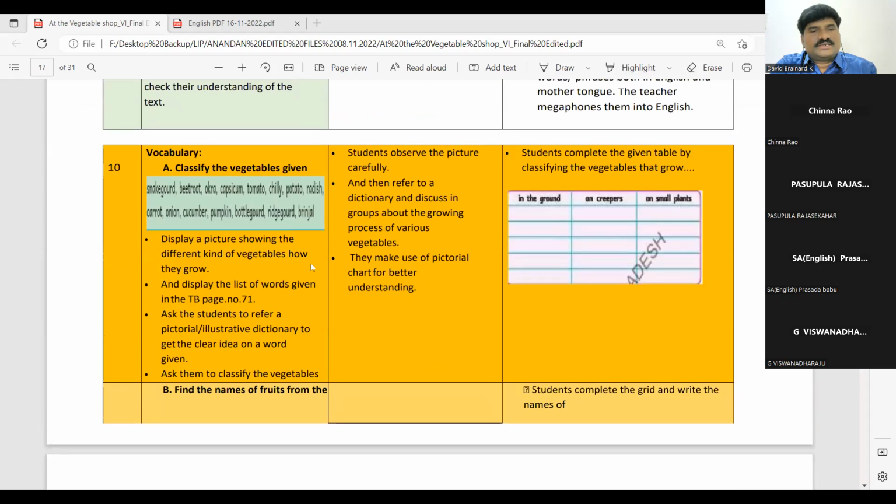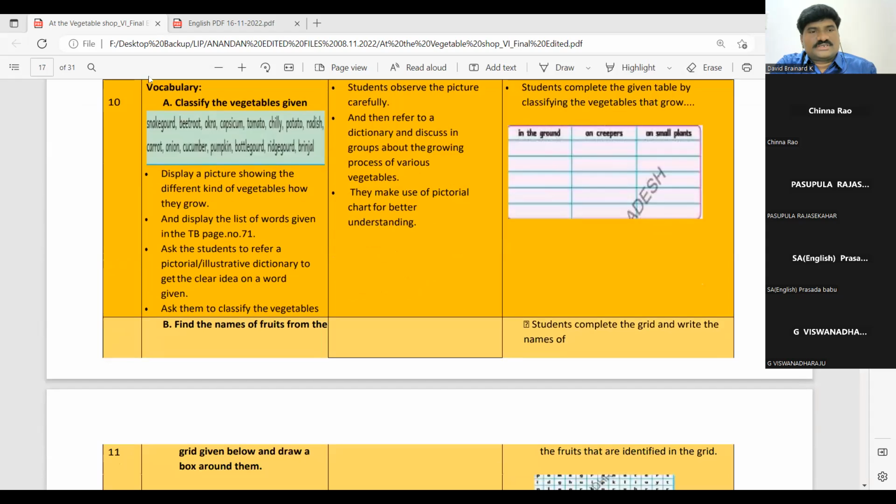And I'd like to pause a minute here. This is vocabulary. For vocabulary transaction also, many may have a question. How do we transact vocabulary? Here also we can pick a picture, or we can even take another example and then try to describe it with the help of questions.